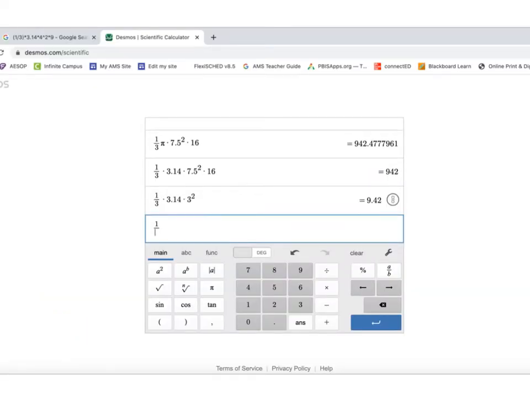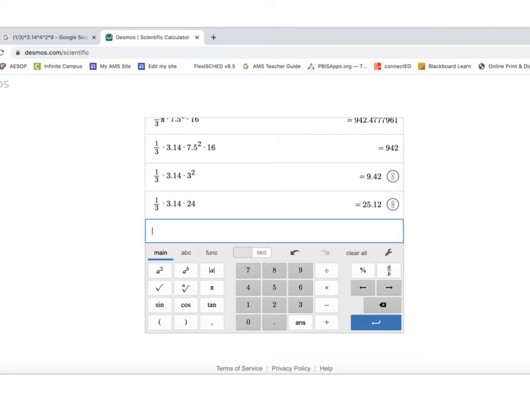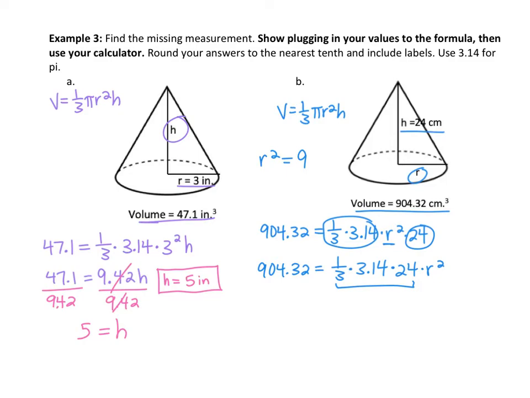So we're going to type in 1 divided by 3 times 3.14 times 24. And we get 25.12. So just like this other one, we luckily got this number to terminate, like this is 9.42, because we had a third times 9, which was 3 squared, to get rid of the repeating decimal. Same thing here. 1/3 times 24 is 8, so it gets rid of the repeating decimal anyway. So our coefficient is 25.12.